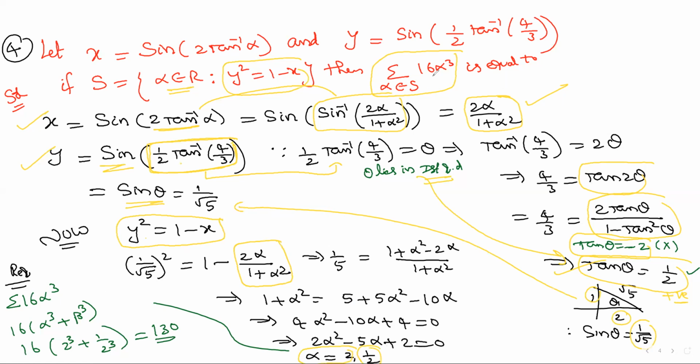Here what is required? 16 alpha cube, sigma 16 alpha cube. So 16 into sigma alpha cube. Sigma alpha cube can be written as alpha cube plus beta cube. 16 into alpha cube: one value, alpha, is 2, and the other value, beta, is 1 by 2. So 2 cube plus 1 by 2 cube. So 16 into 8 plus 1 by 8. After simplification, we have got the answer 130.